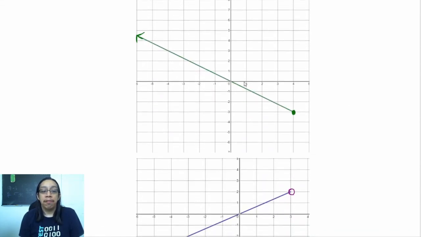Alright, so here's a different example right here. Let's go ahead and find the domain first. Domain is still going to be from left to right.